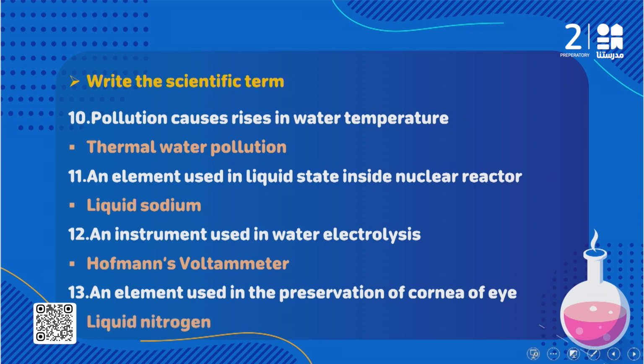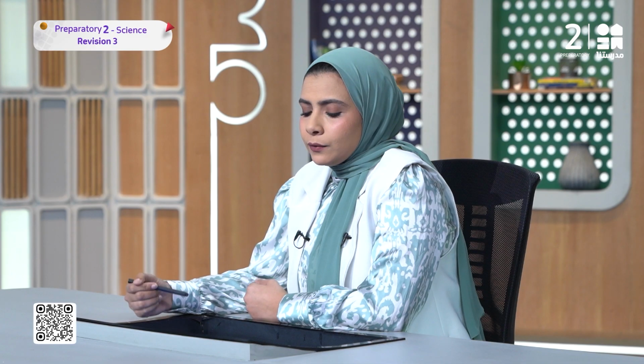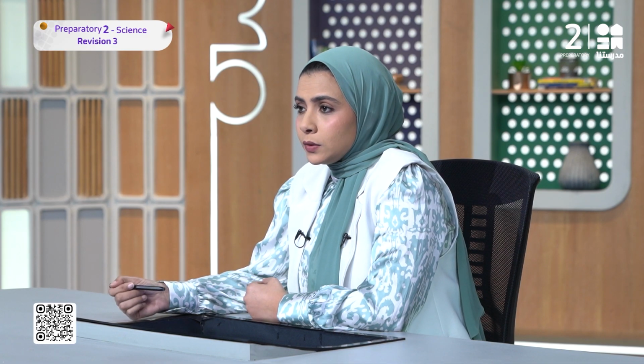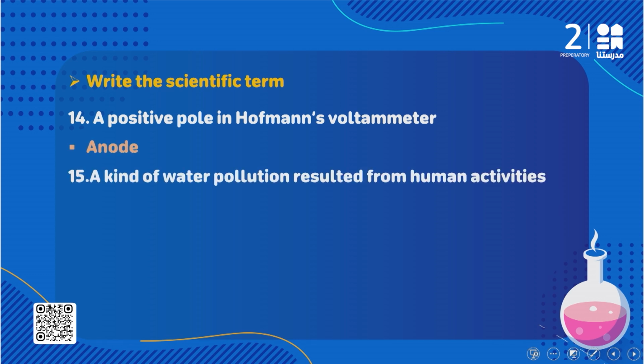Liquefied nitrogen. The positive pole in Hofmann's voltmeter. We said Hofmann's voltmeter consists of two poles. One of them is positive and the other one is negative. And the one with a positive charge is called the anode. Next, the kind of water pollution that results from human activities.